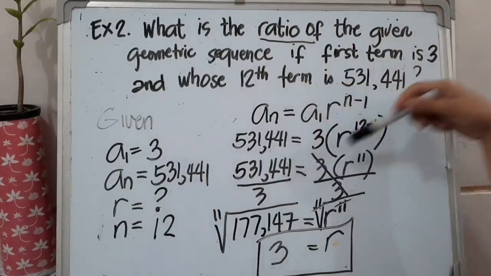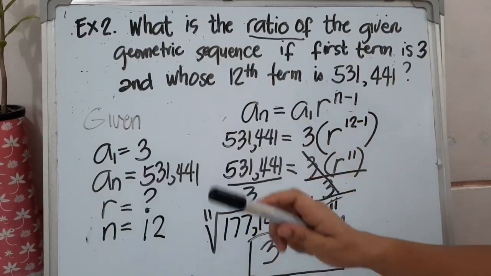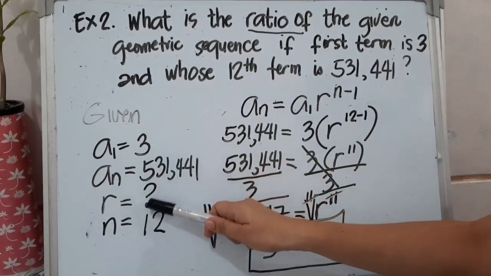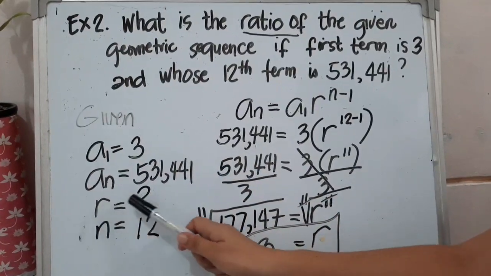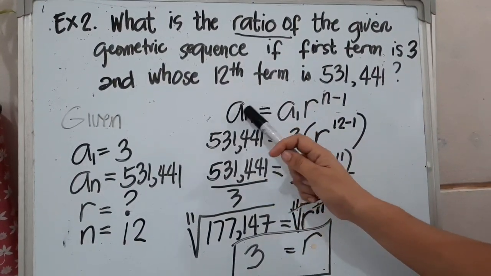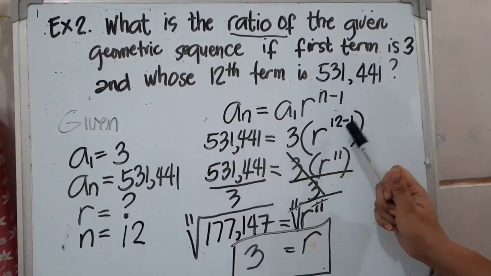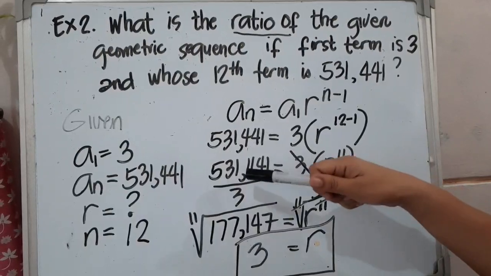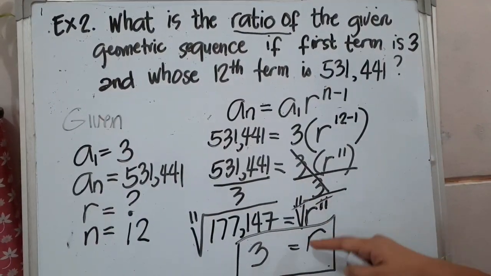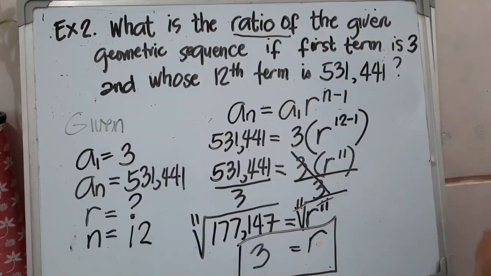So, how do we solve this kind of problem? Yes, our first step, we have to identify all the given and what is being unknown. After that, second step, you are now going to use our formula and substitute the given. Next step, you are going to simplify and solve for the unknown variable. So that's how we solve this kind of problem in geometric sequence.